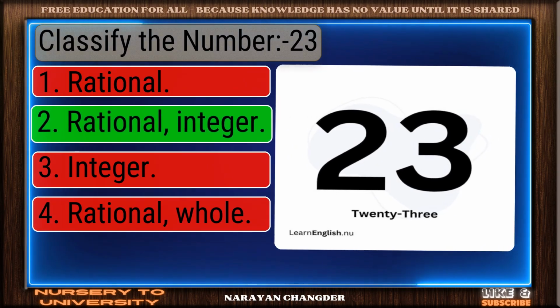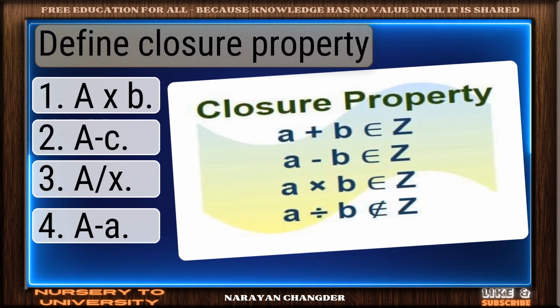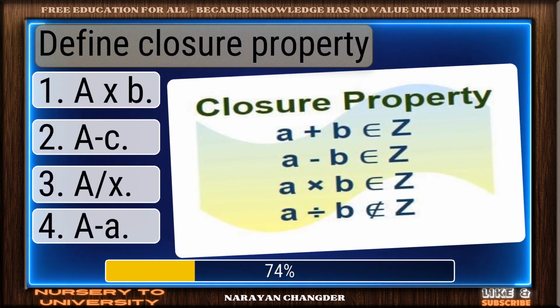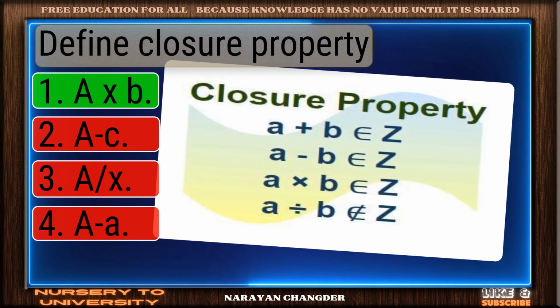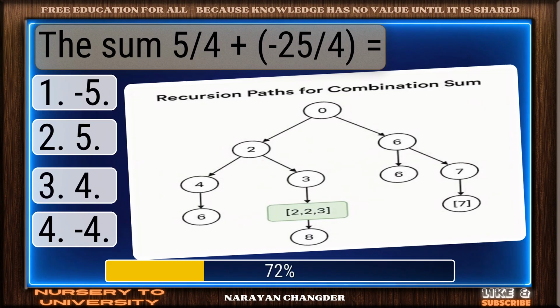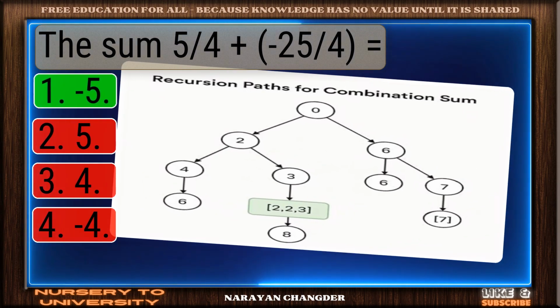Well-reasoned, rational, integer is the correct choice. Question number 190. Define closure property. You got it? Your choice XP is right. Question number 191. The sum 5 pi 4 plus. Good job. Your answer 5 works well here.